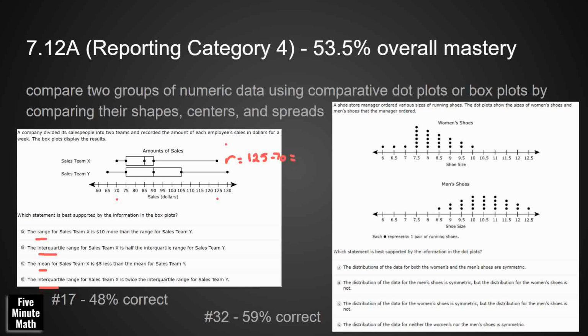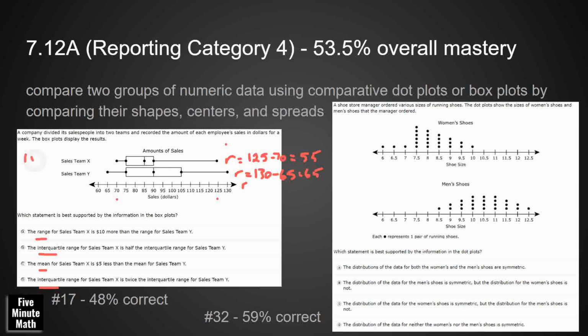And so that is going to equal 55. Whereas my range, let's put that up here. Range for sales teams Y is going to be 130 minus 65. That's going to be 65. A little bit larger. All right. I'm also going to need the IQR.